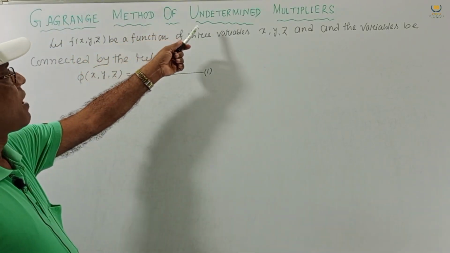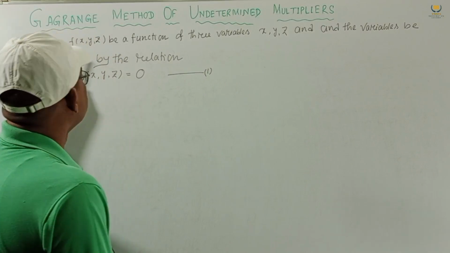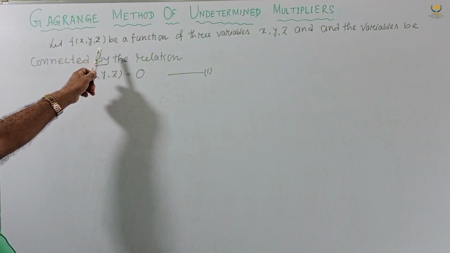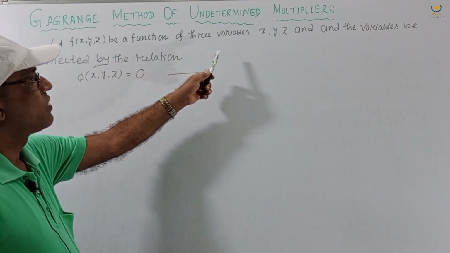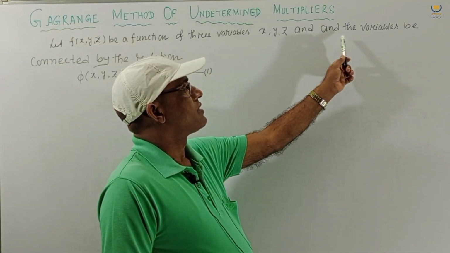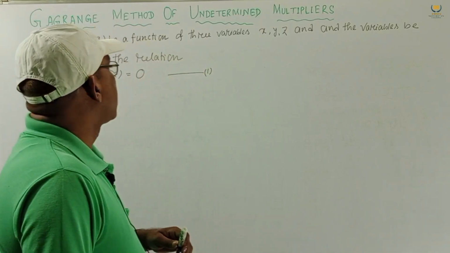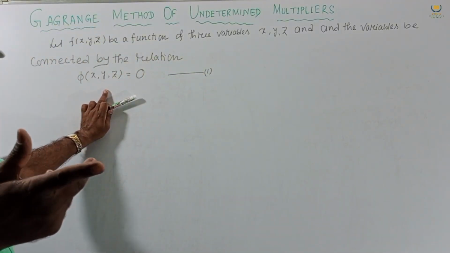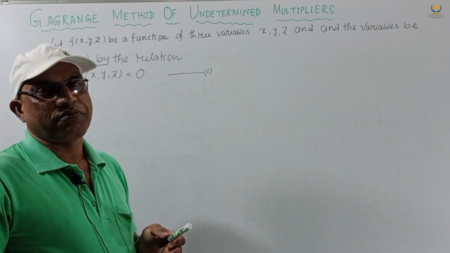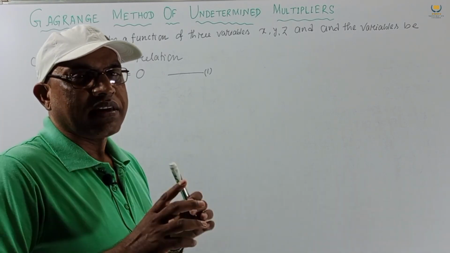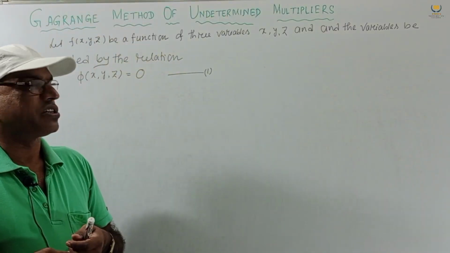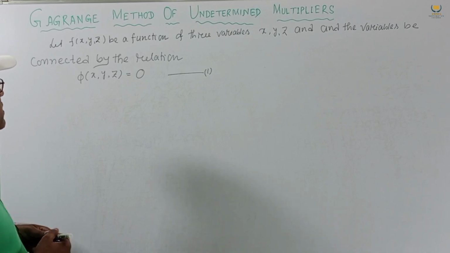Lagrange method of undetermined multipliers. Let f of x, y, z be a function of three variables x, y, z, and the variables be connected by the relation phi. f is one function and phi is another function. f is given in terms of x, y, z, and phi is also a given condition in terms of x, y, z.